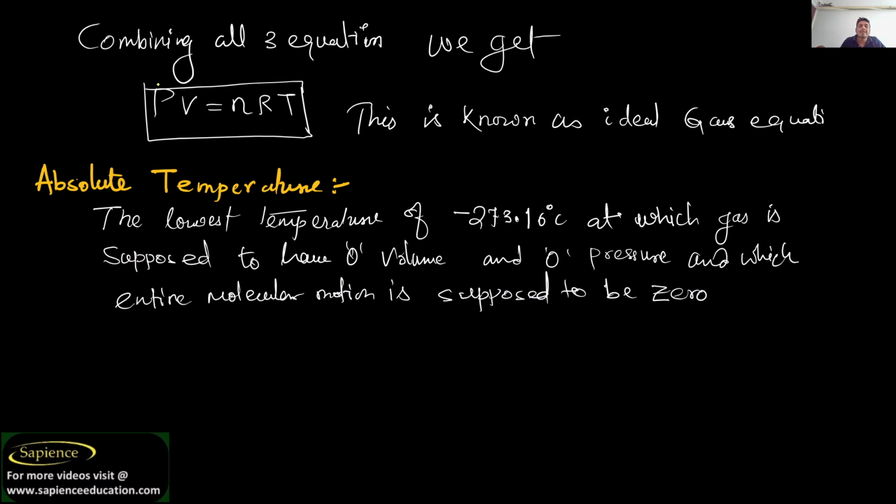So by combining all these three equations, we will get PV equals nRT. And this is known as the ideal gas equation. Those gases that follow all three laws are known as ideal gases. But in reality, you will find in so many practical applications that a real ideal gas does not exist. But in studying any type of physics, we should take a standard one, and then compare.